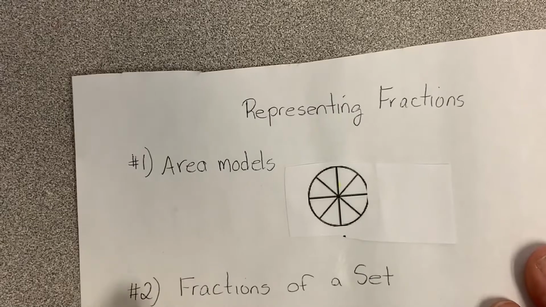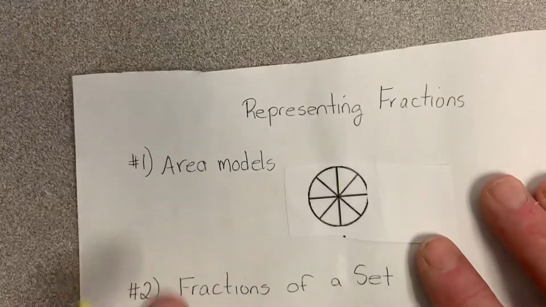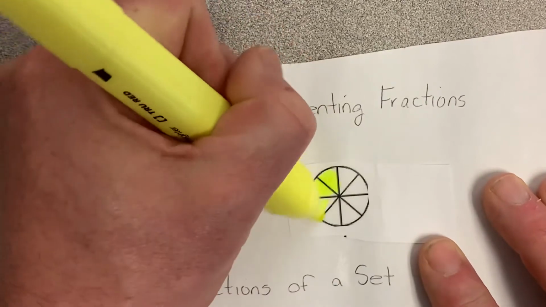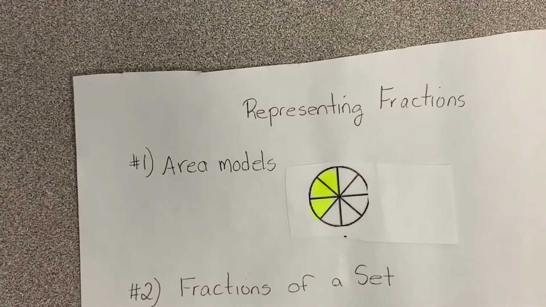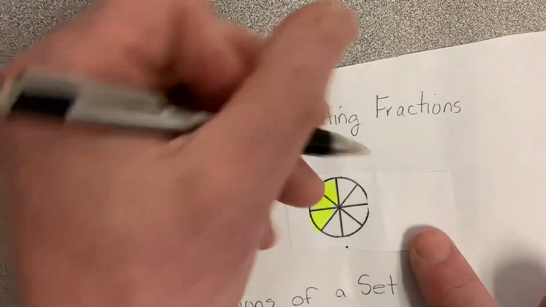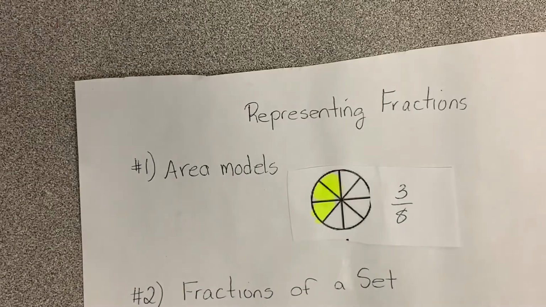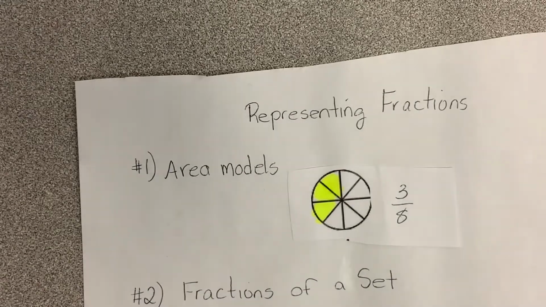So one way is an area model. This could be a rectangle, or in this case, a circle. And let's say we have three things shaded in. They would identify that as 3/8. This is probably the easiest and simplest way for students to represent fractions. They're very good at it.